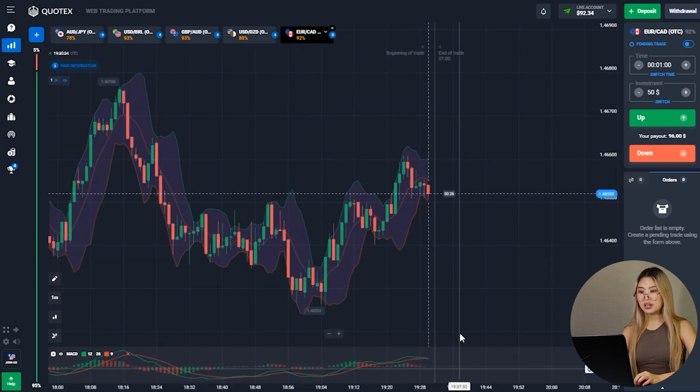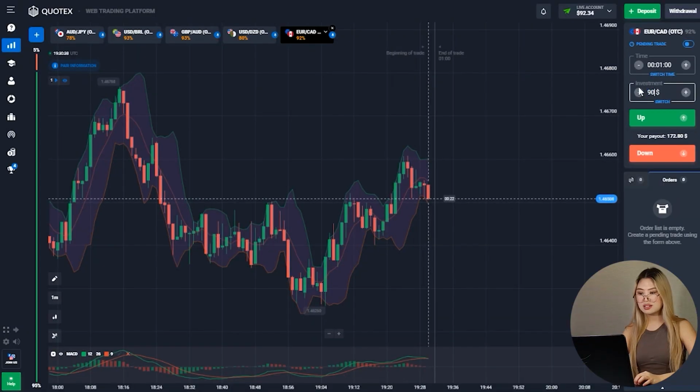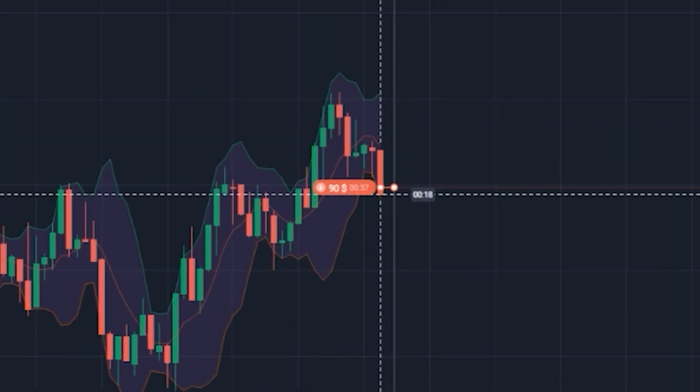And we can note that the price is trading flat again, but on MACD we see the crossing of the lines and the red histogram, and so I want to open the trade down. Let's go.